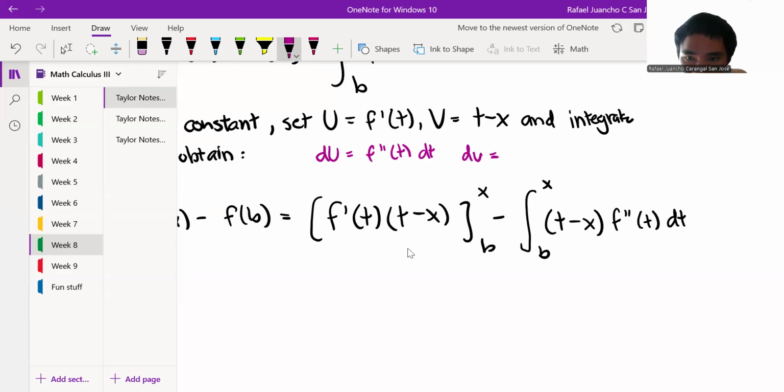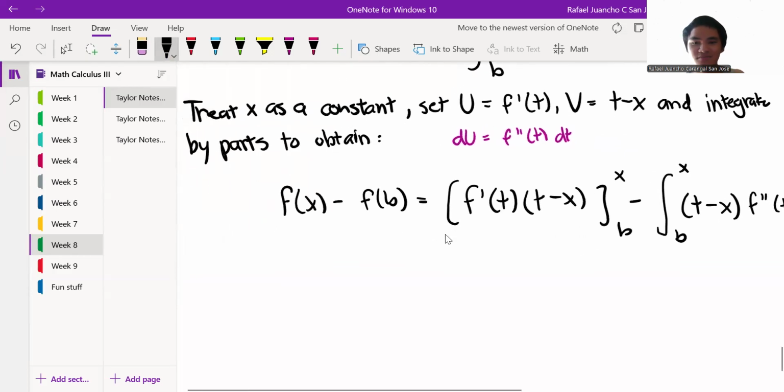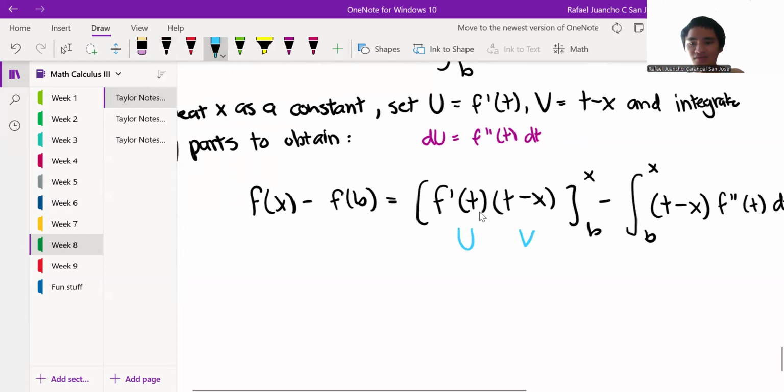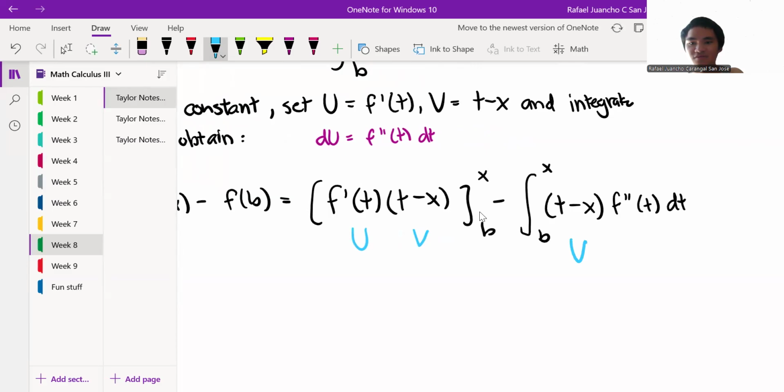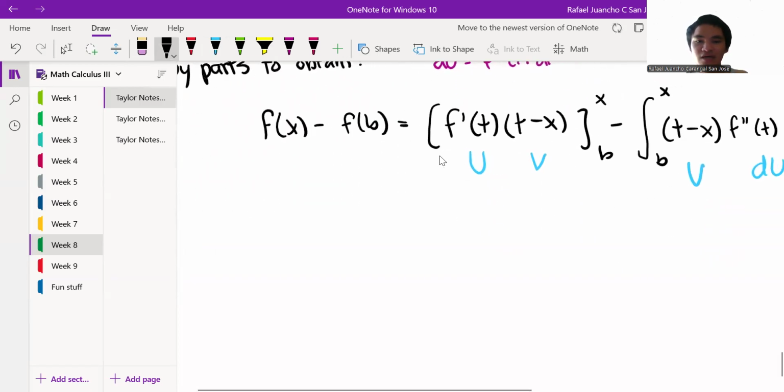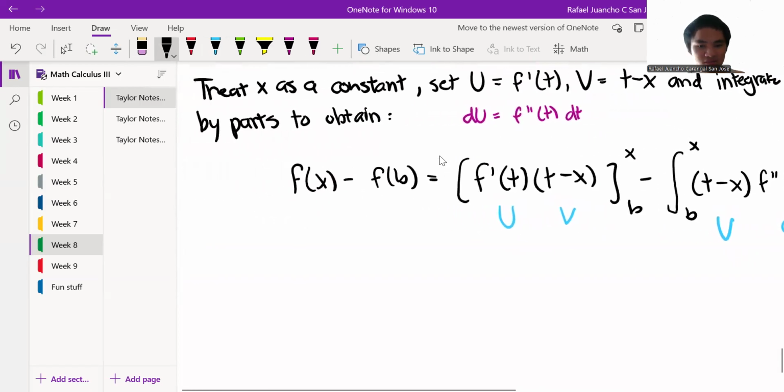Oh, what is this? Think. uv minus integral v du. It doesn't matter actually. So this was uv minus v du, which is that whole thing. That's the idea. Okay, and then from here, now what?